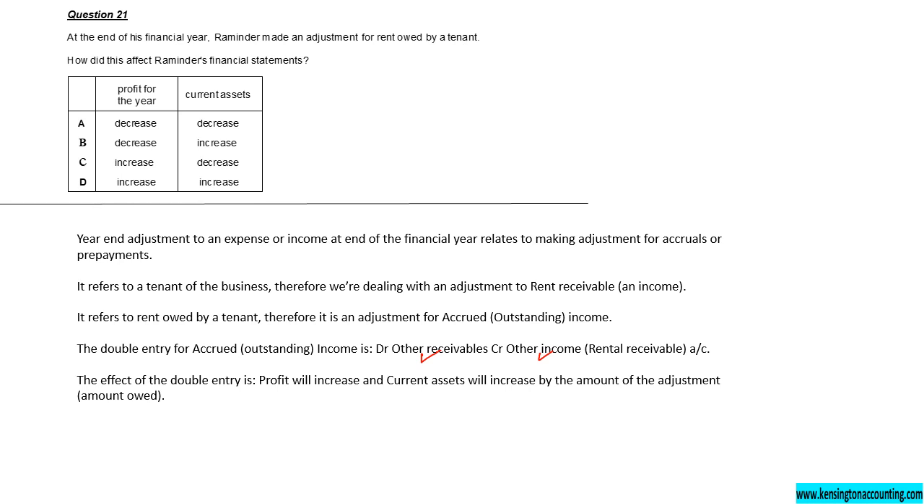Therefore, the double entry is: an increase in rental income will increase profit, and debiting other receivables will increase current assets. Therefore, the answer is D.